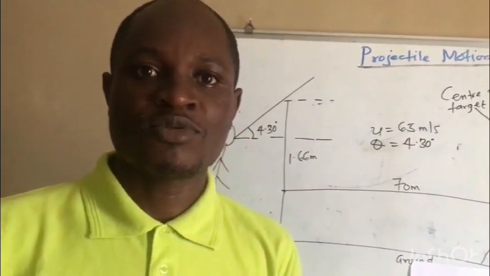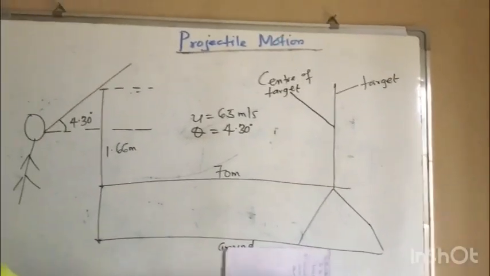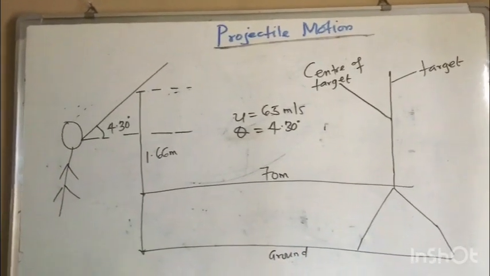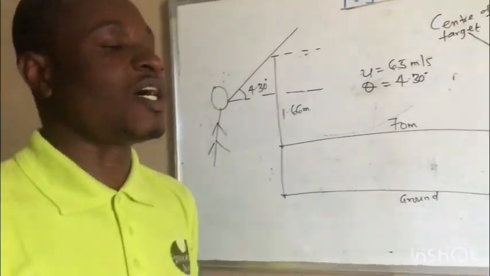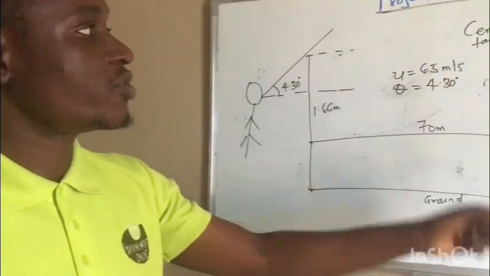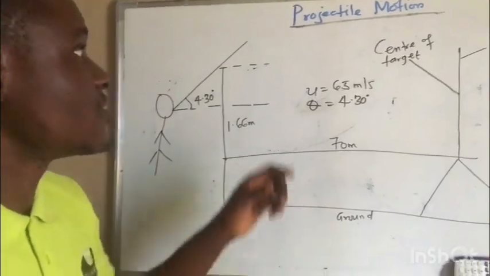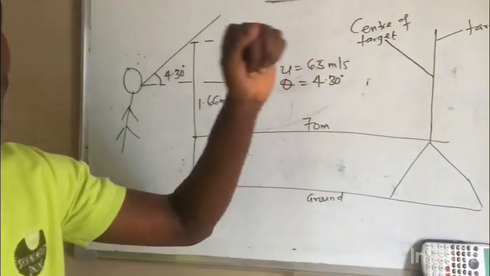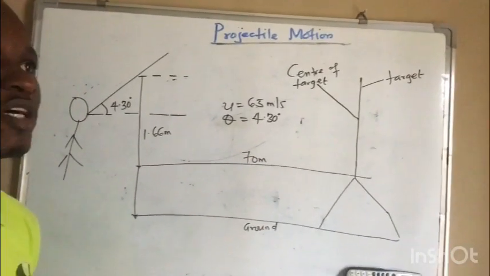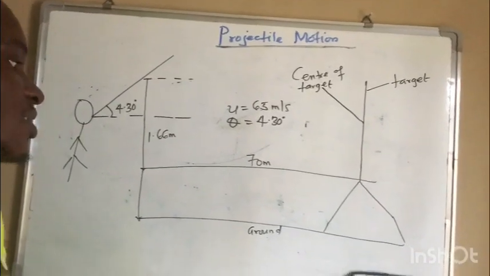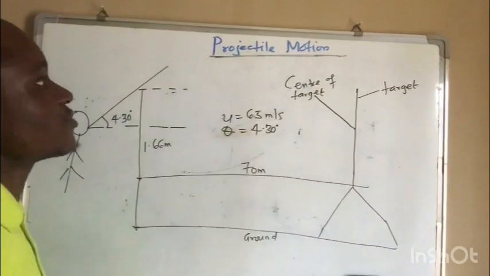Today we are moving to projectile motion. If you check our last video on physics, we did what we call upward motion, downward motion, and horizontal motion. Now the combination of these three is what we refer to as projectile motion. That means projectile motion comprises upward motion, downward motion, and horizontal motion.